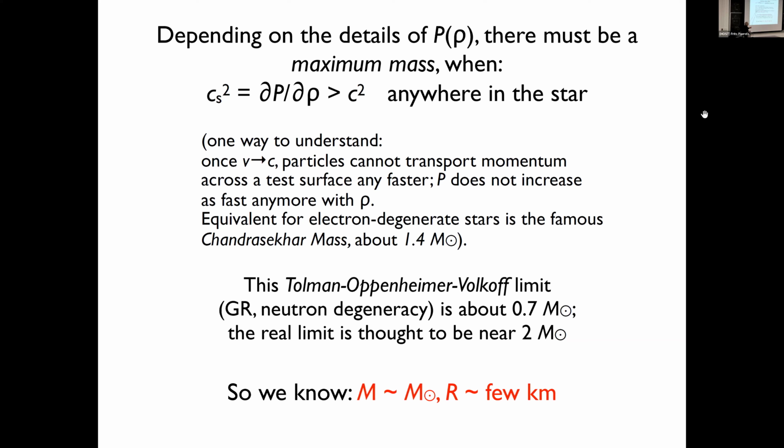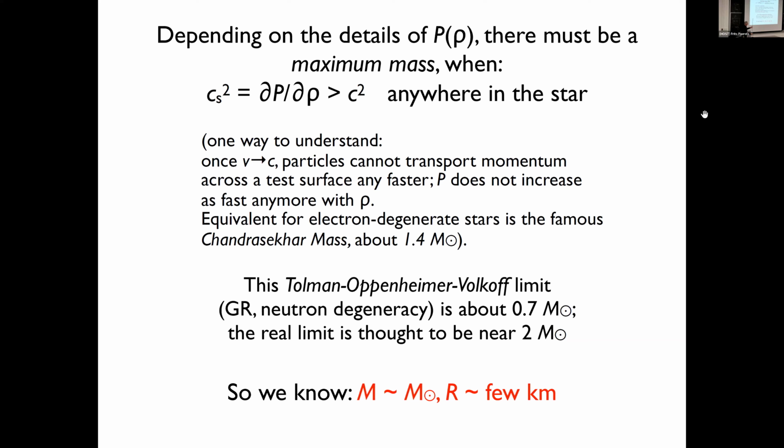And you may be familiar with the case for a fully degenerate gas of free electrons. That's called a white dwarf star, and in that case, the maximum mass is called the Chandrasekhar mass, about 1.4 solar masses. For the fully degenerate neutron configuration, the limit is often referred to as the Tolman-Oppenheimer-Volkoff limit. It's that Oppenheimer, indeed. The simple estimate says it should be about 0.7 solar masses, but the real limit with the real equation of state is thought to be somewhere near 2 solar masses, but we don't know precisely where it is.